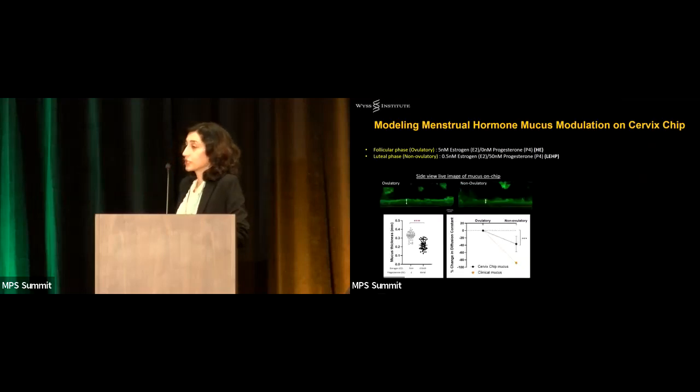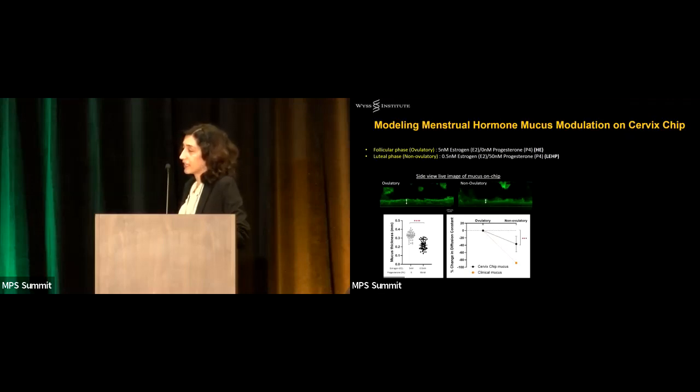So we treated the chips with two different hormone levels, ovulatory and non-ovulatory. Ovulatory is obviously when we have very high levels of estrogen, and non-ovulatory, the luteal phase, has a high level of progesterone. In this side-view imaging, you can see that the thickness of the mucus is significantly higher than what we get in the non-ovulatory phase. As you see here, we quantified this based on the images.